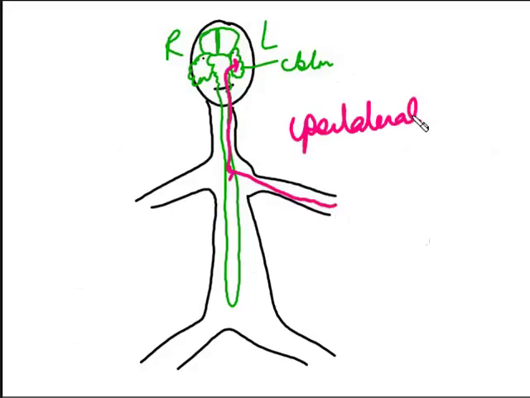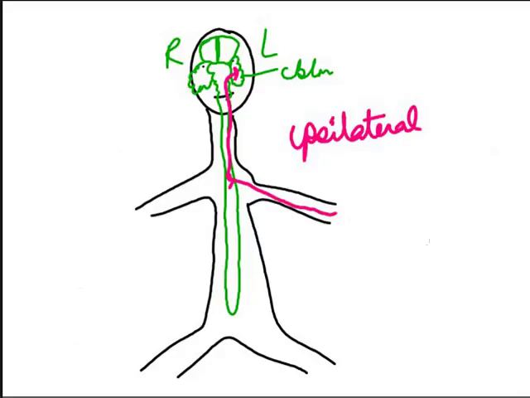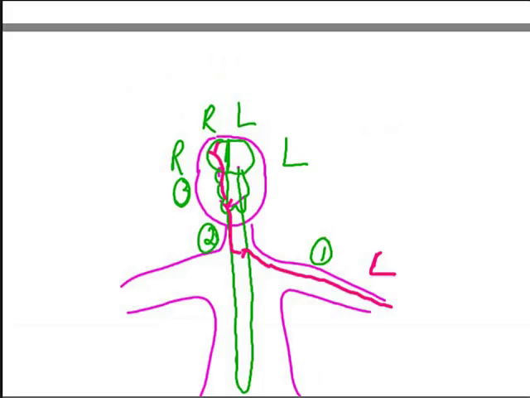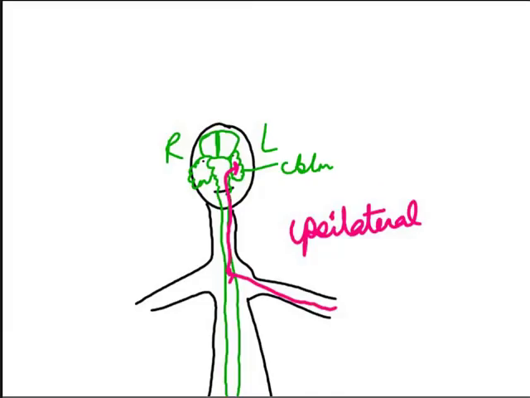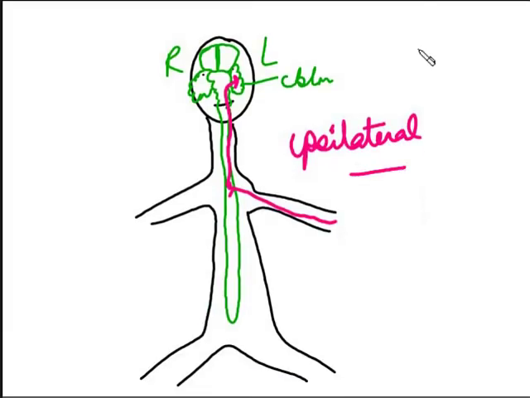And in the previous one, in this one, this is called contralateral. So the cerebral control is contralateral. The cerebrum always controls the opposite side of the body, whereas the cerebellar control is ipsilateral. It always controls the same side of the body.